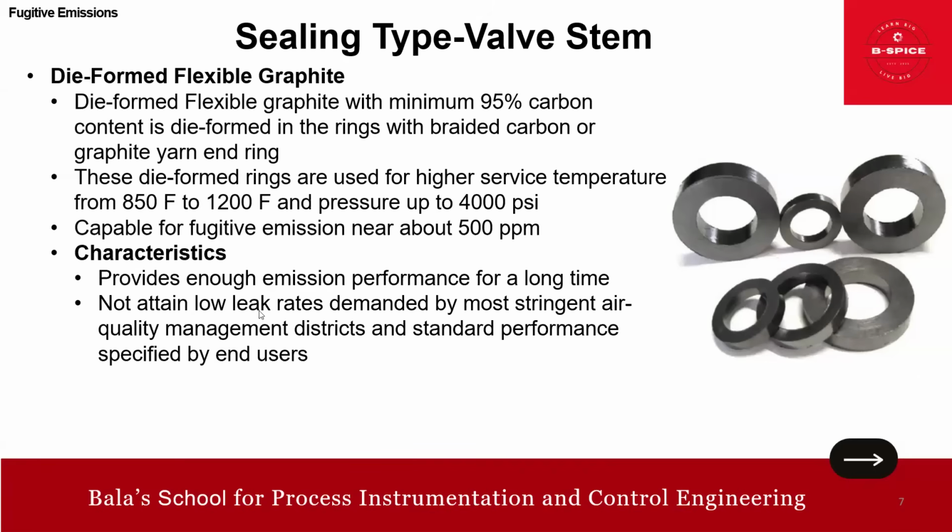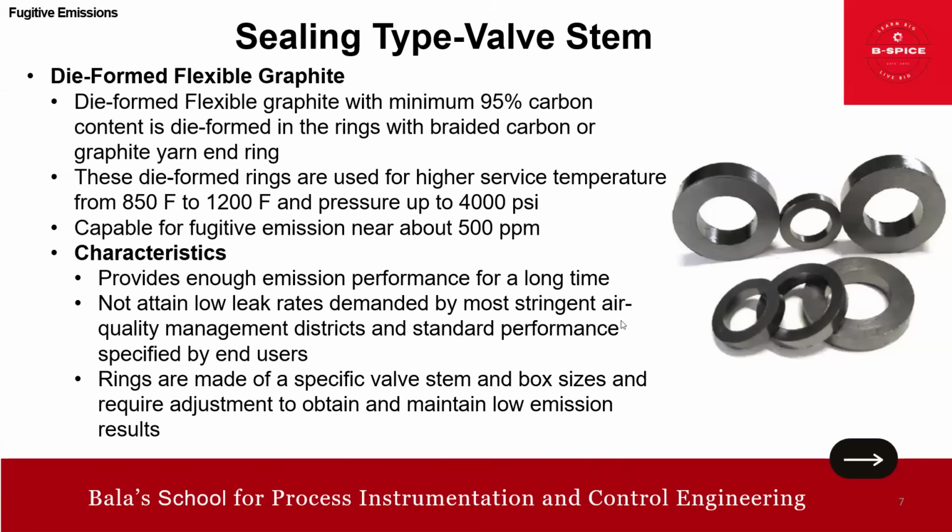So it cannot attain a low leakage rate. We cannot get the low leakage rate if we go with this option, because the low leakage rate demanded by more stringent air quality management and standard performance specified by the end users cannot be met with this. That's it. So the rings are made of special valve stem and box sizes, and it actually requires adjustment to obtain and maintain low emission results.